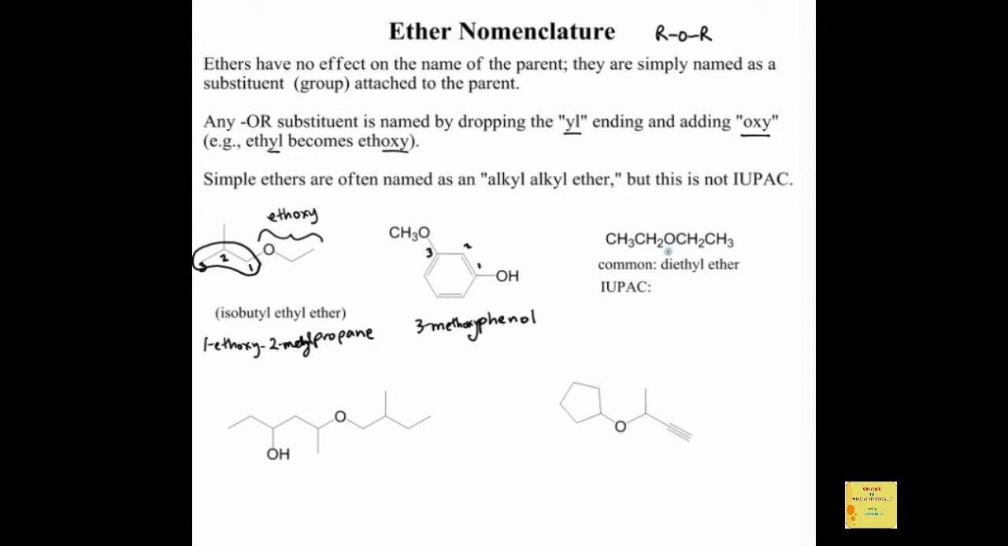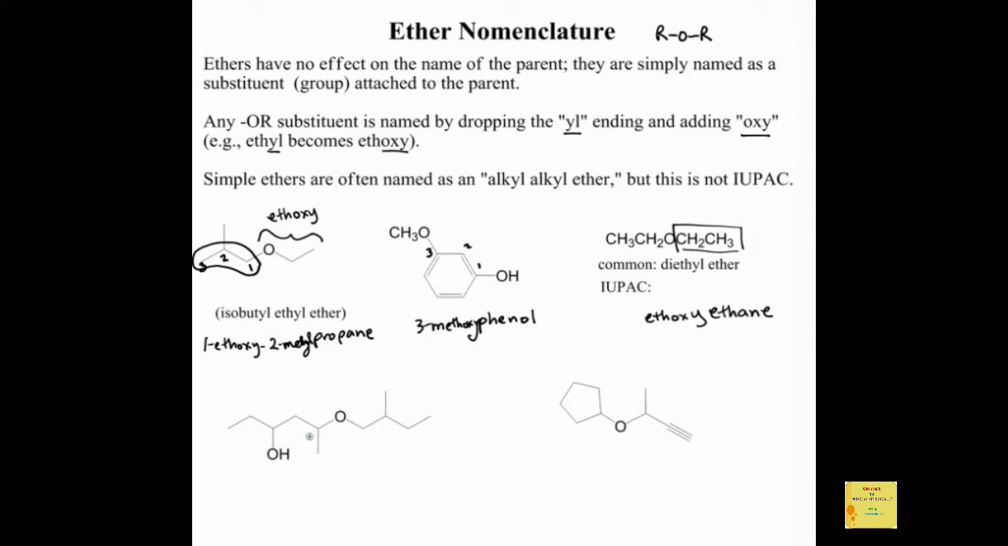This compound is called diethyl ether as its common name. Again, just 2 ethyl groups attached to an oxygen. So that's usually how we describe this molecule, but what would its IUPAC name be? Well, you have to pick one of those ethyl groups to be your parent. So it's no longer an ethyl group, it's now ethane as your parent. And what does that ethane have attached to it? It has an ethoxy group. Ethoxyethane.